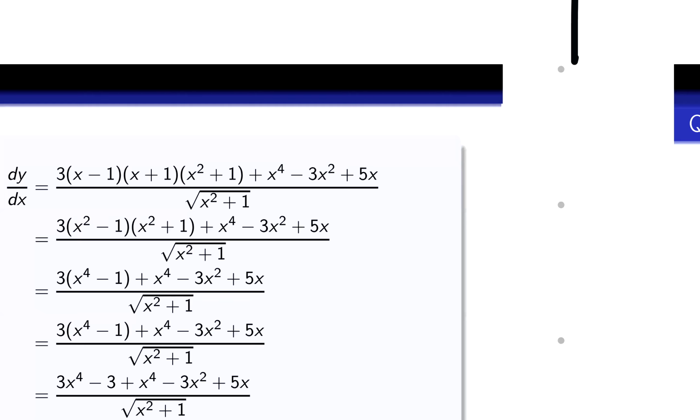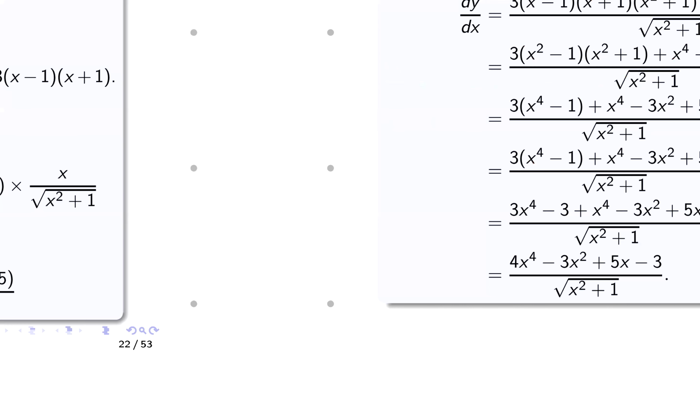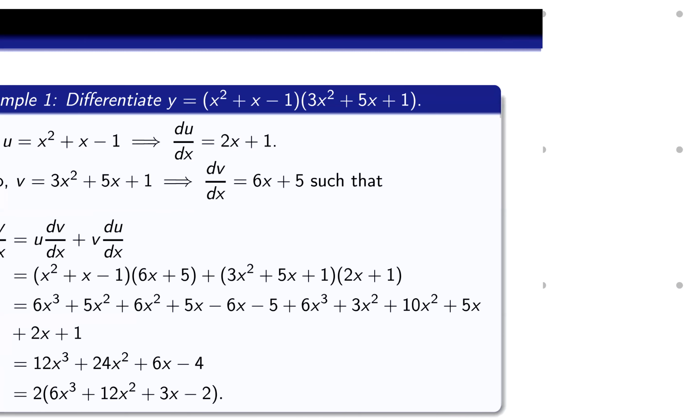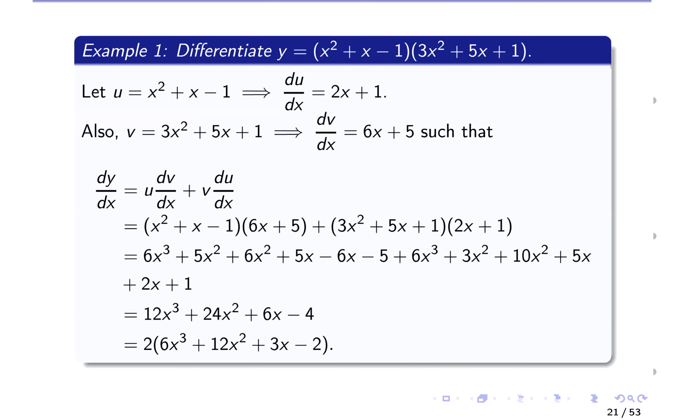So this is the first example. You have to differentiate y equals x squared plus x minus 1 times 3x squared plus 5x plus 1. So, of course, you have this function like your u of x, and this is like your v of x. So that's a proper product of functions, right?